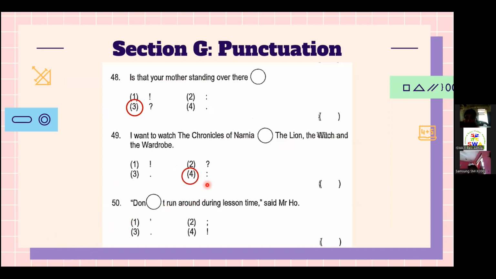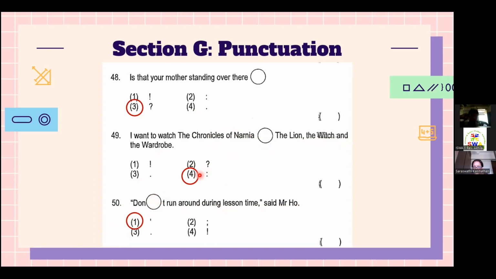Okay. So just now we talked about semicolon, right? So you see, the Chronicles of Narnia is the main topic, semicolon, followed by the Lion, the Witch, and the Wardrobe. All right? Okay. Number 50. Don't run around during lesson time, said Mr. Ho. Number 1. Yes, number 1. Very good.